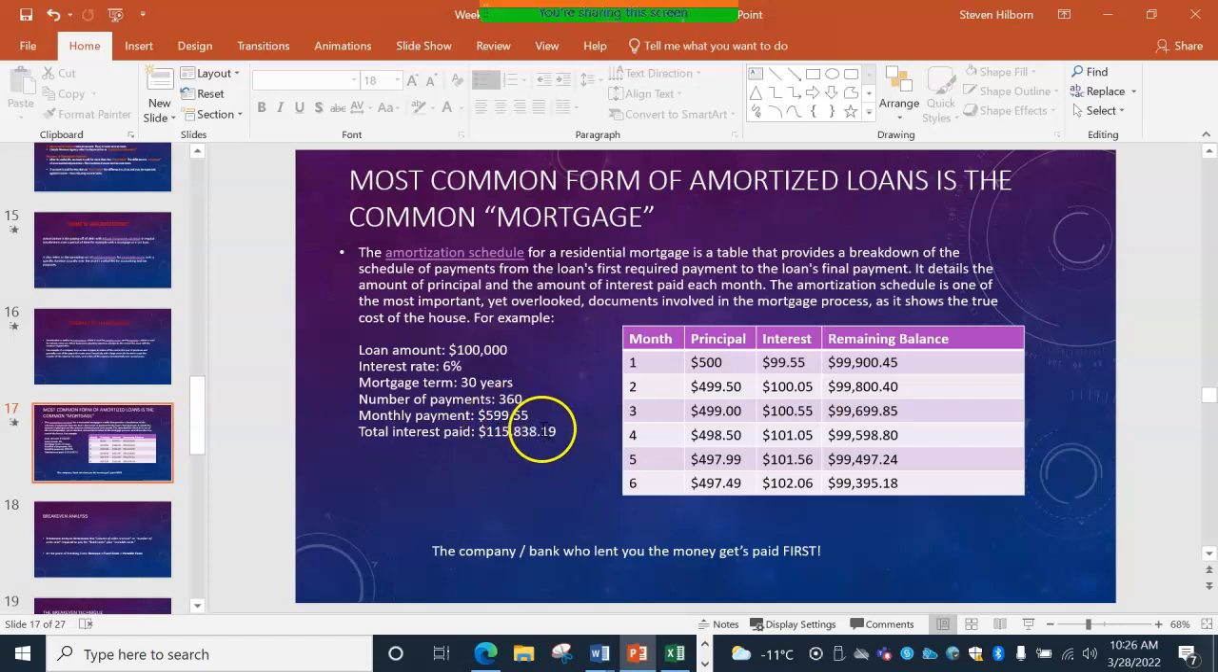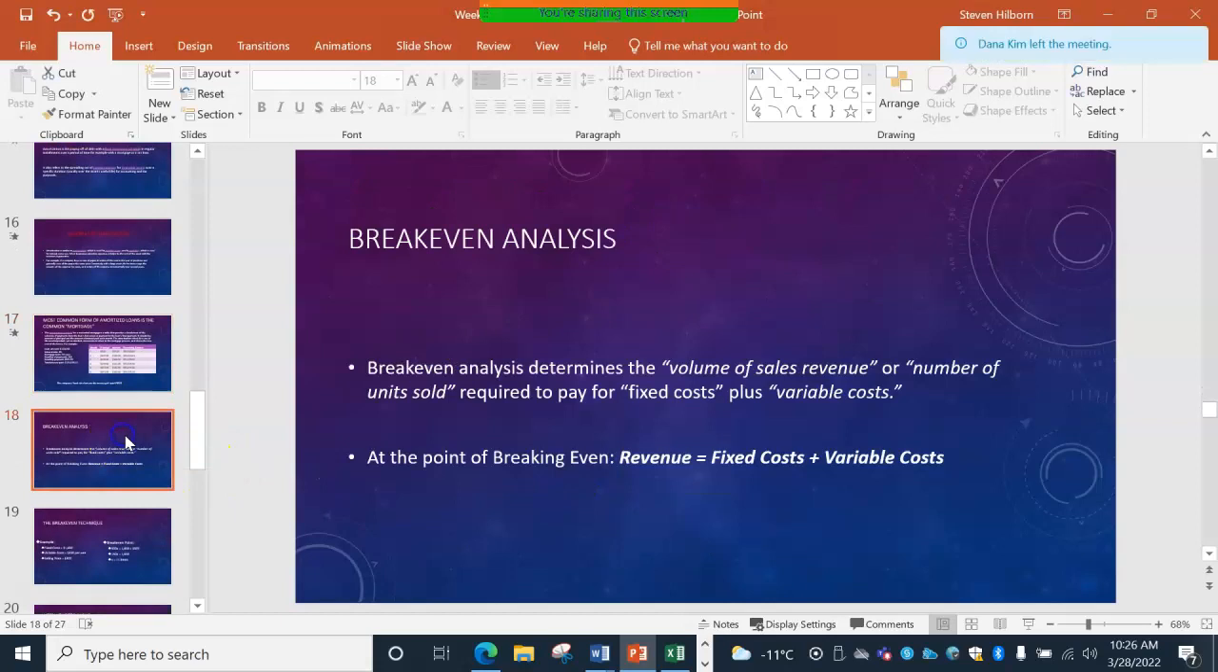But by the end of this whole loan, I will have paid $115,000 in interest, because I'm going to have to pay all that interest for 30 years. So you can see how these amortization schedules work: you're not taking a loan for $100,000, you're taking a loan for much more than that typically. Okay, so I'll put that to rest for right now.